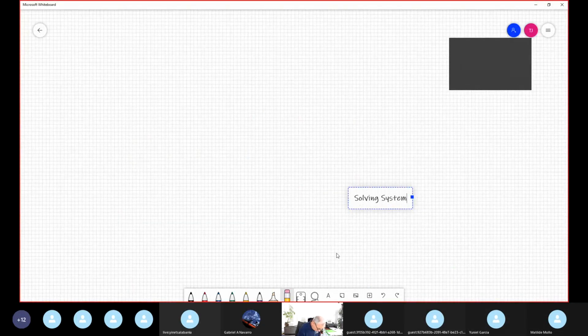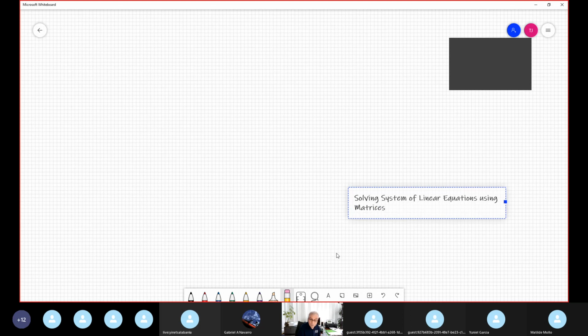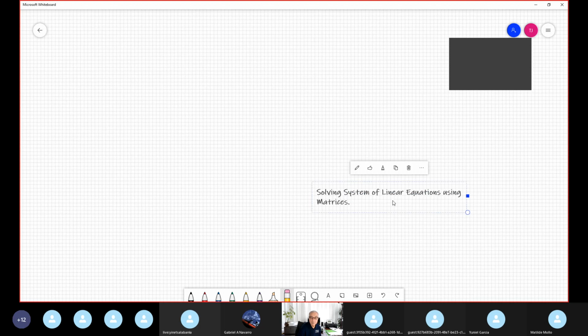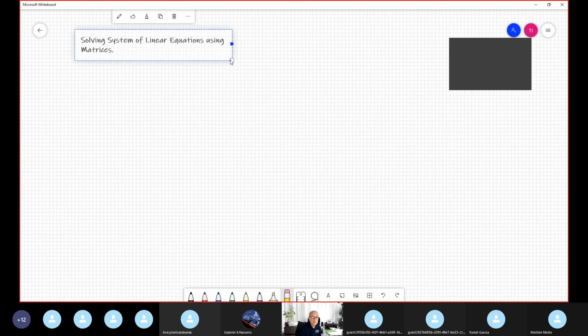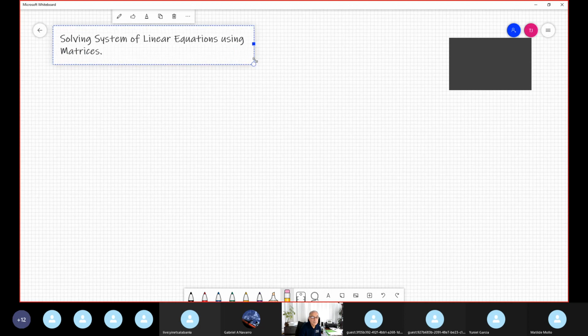Systems of linear equations again, using matrices. This is the idea. Okay, what is the advantage and disadvantage of this?